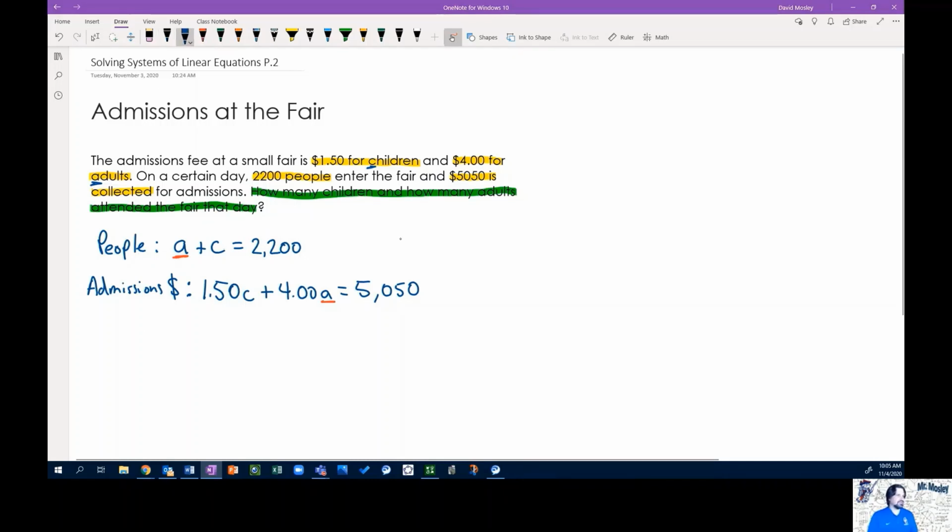So we'll rearrange the first equation. We have A plus C equals 2,200. We're going to subtract C from each side. These C's go away, which leaves me with A equals 2,200 minus C.